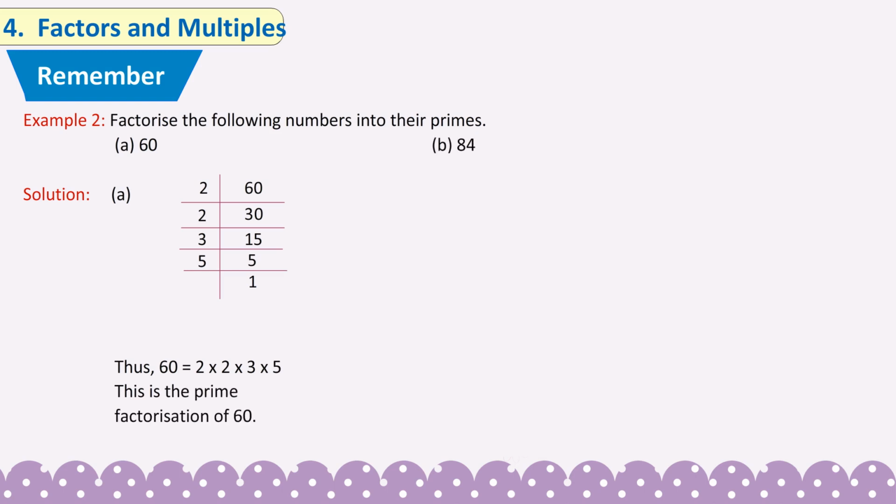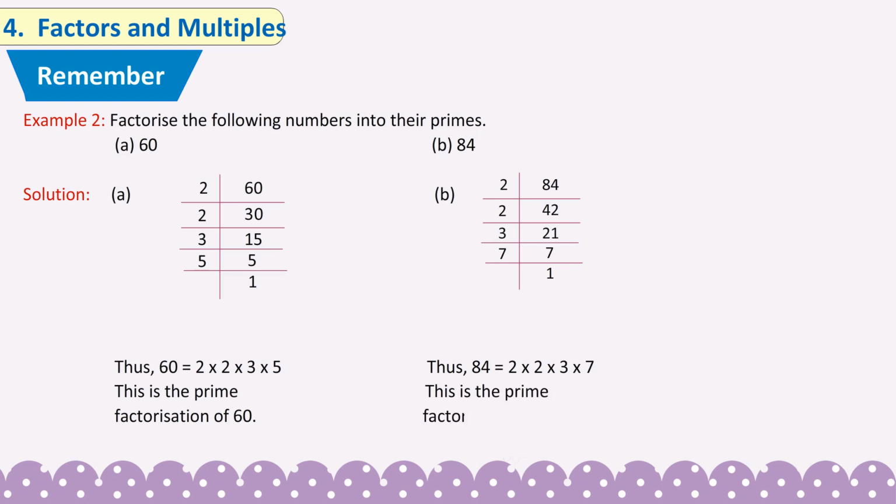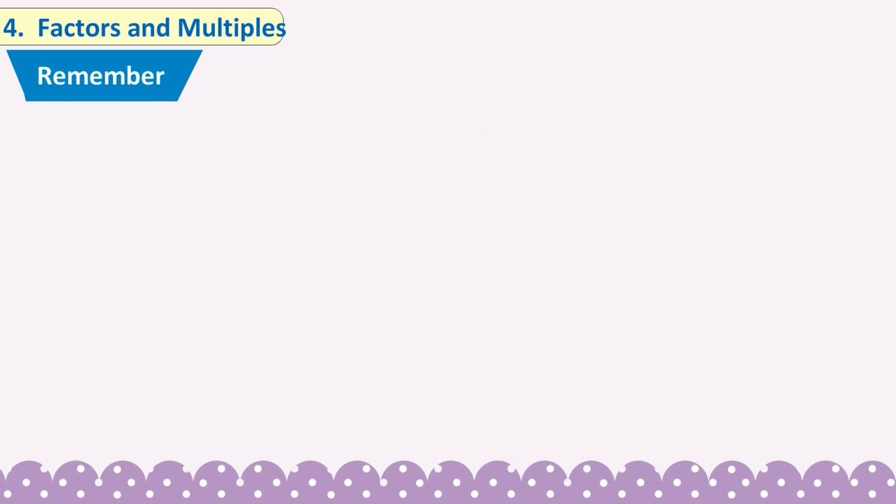B. 84. B. 84 divided by 2. 42 divided by 2. 21 divided by 3. 7 divided by 7. Thus, 84 is equal to 2 multiplied by 2 multiplied by 3 multiplied by 7. This is the prime factorization of 84.